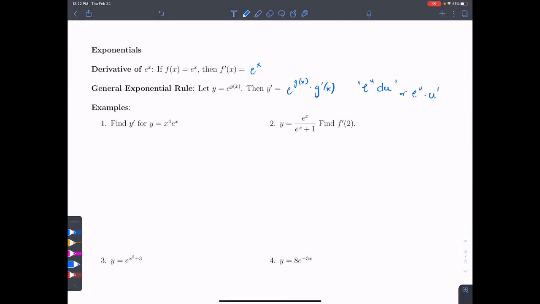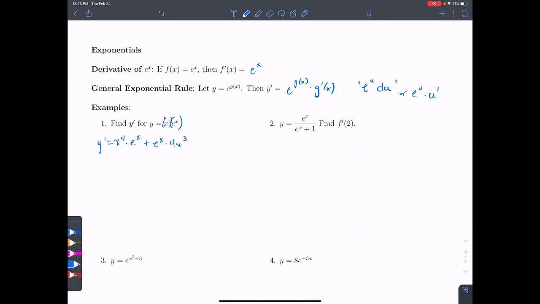Okay, so y prime for y equals this product. So first function times the derivative of the second. So that's just e to the x. The derivative of e to the x is itself. Plus the second function times the derivative of the first. So it's a 4x cubed. That's it.